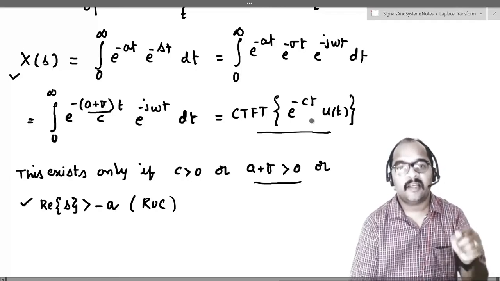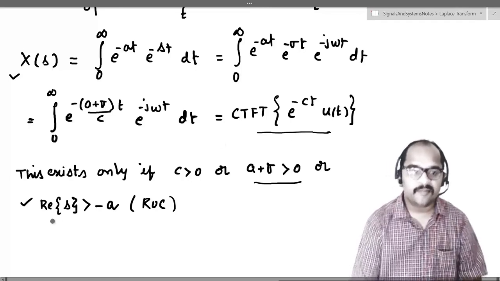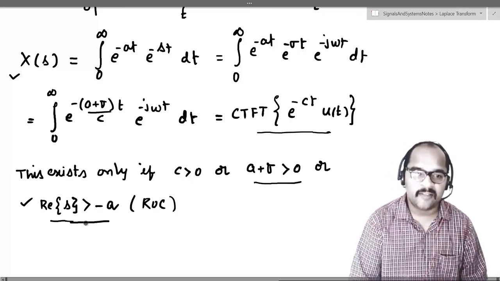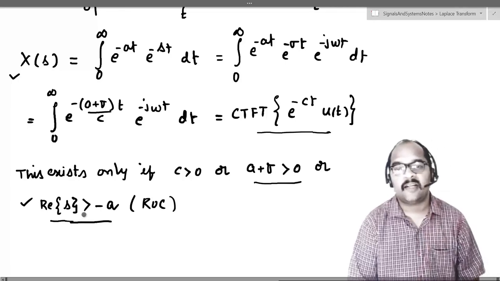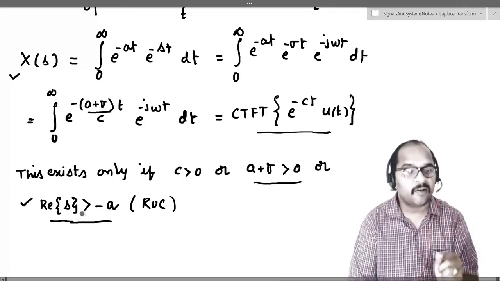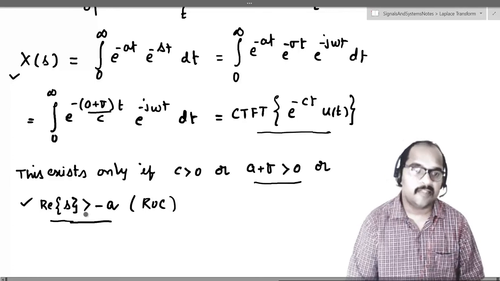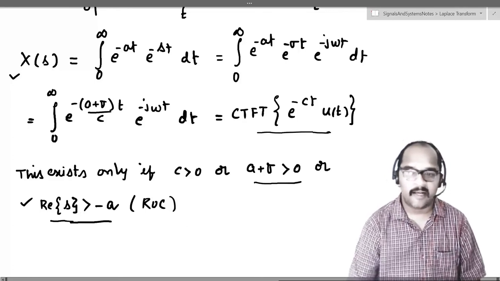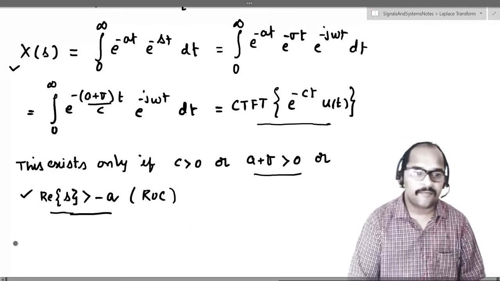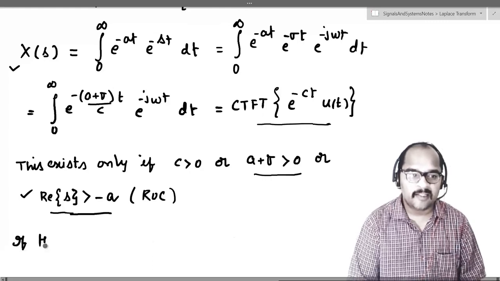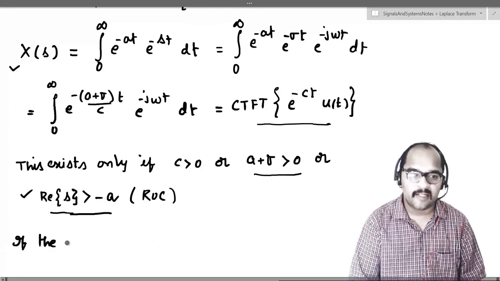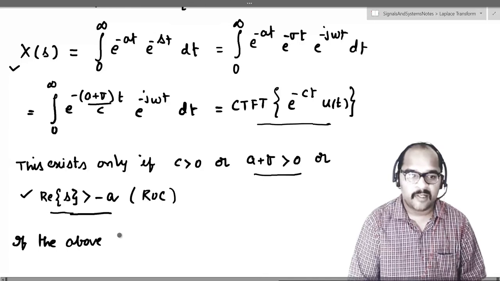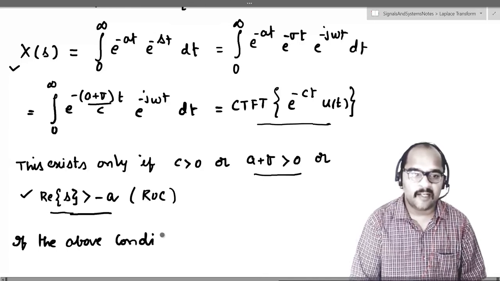X of s converges only if this condition is satisfied. Which one? Real part of s greater than minus a, and hence we call this condition the region of convergence. Okay, right. Now let us proceed. If the above condition is satisfied, which one? Here, this condition.